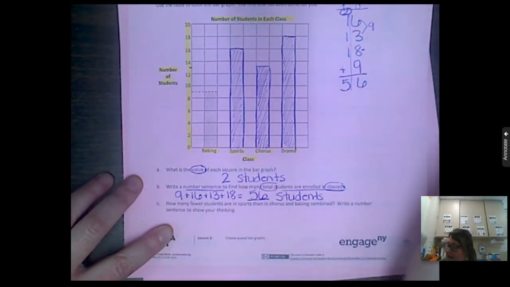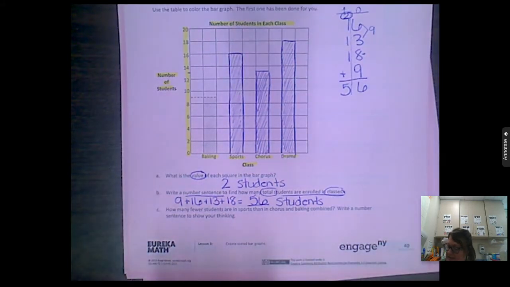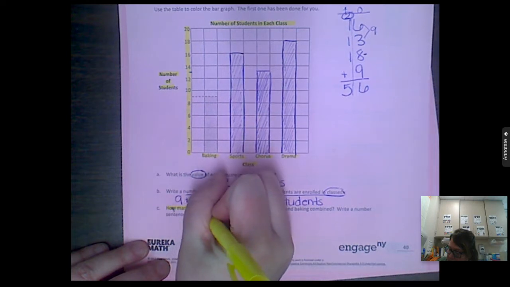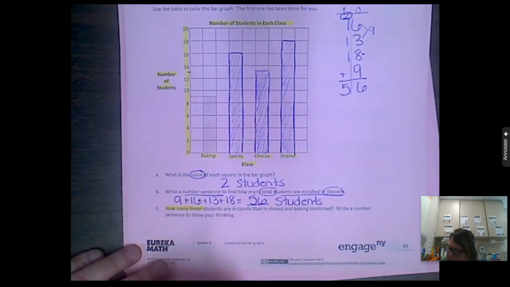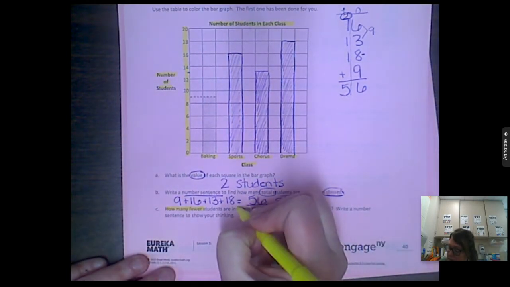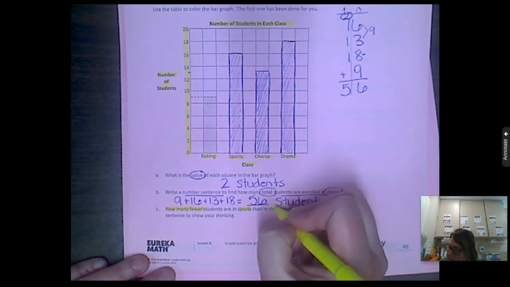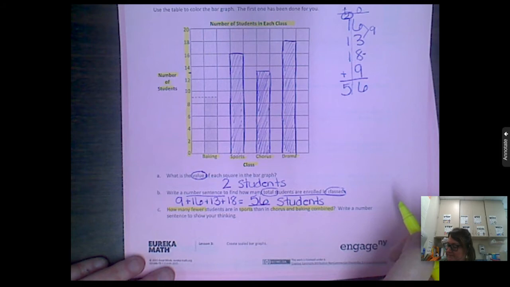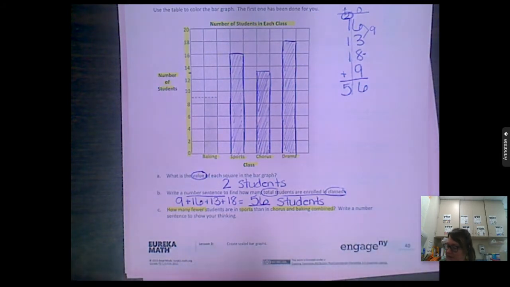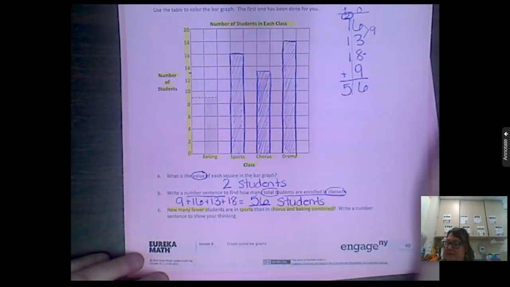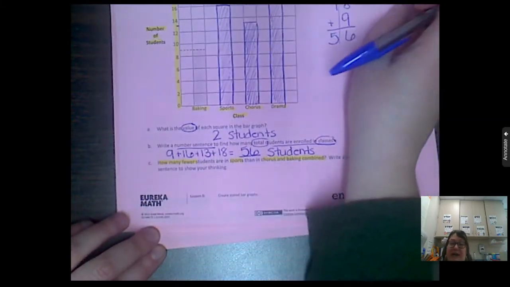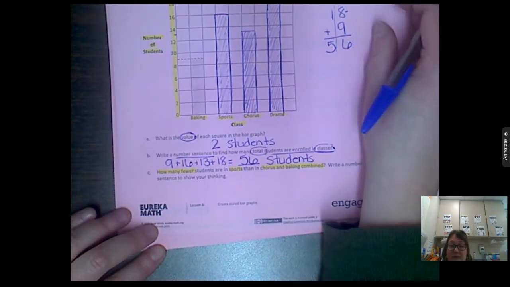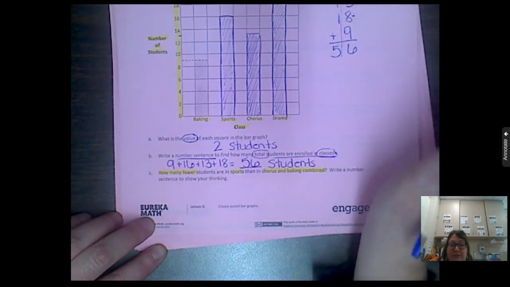And C says, how many, I'm going to get my highlighter here. How many fewer students are in sports than in chorus and baking combined? Write a number sentence to show your thinking. There's a lot of stuff in here, okay? So if you don't have a highlighter, I would suggest grabbing one because we're back to pulling out those clue words, right? So we really want to pay attention to those.